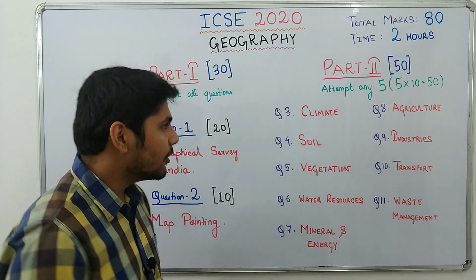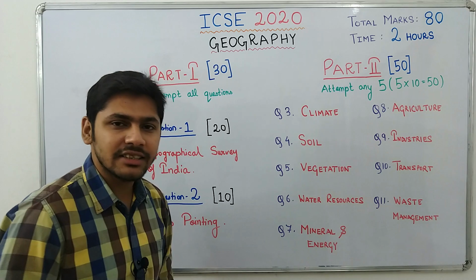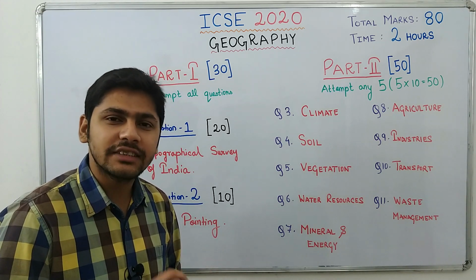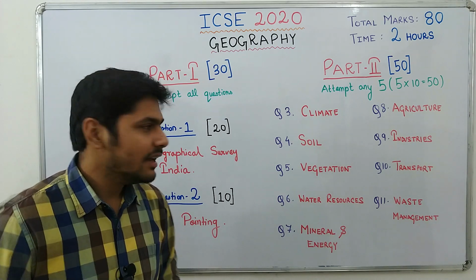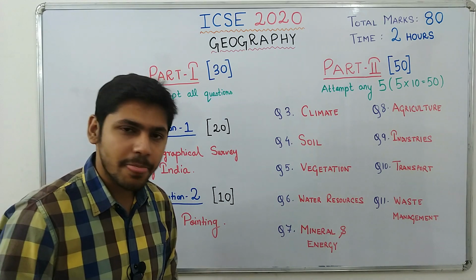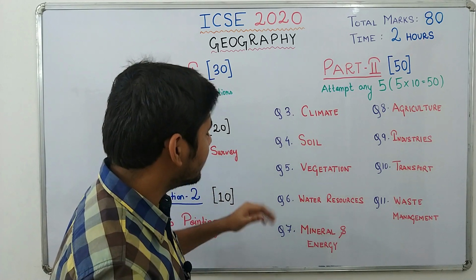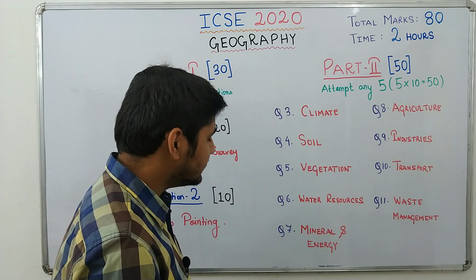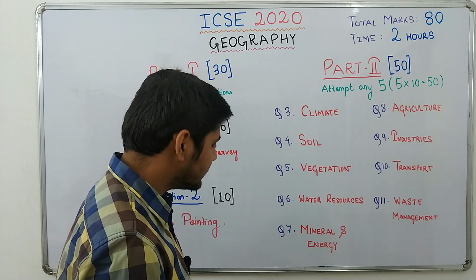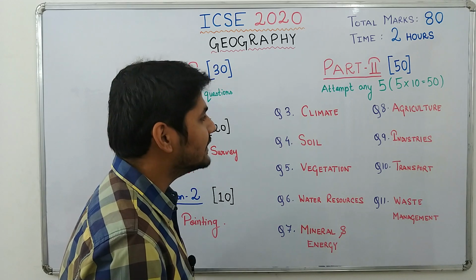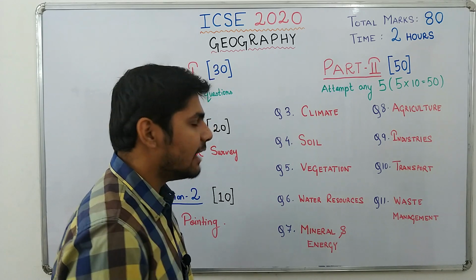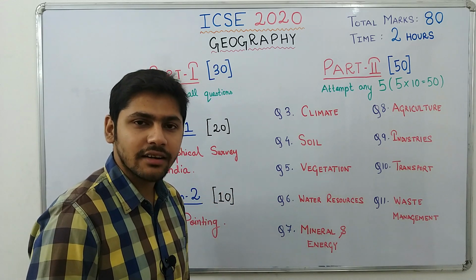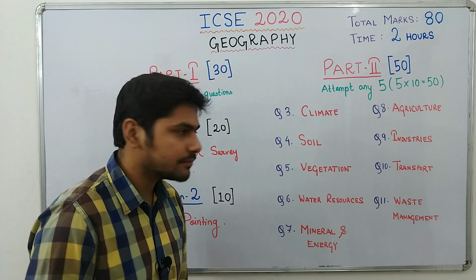Why is that? Because in part 2, each and every question is asked either from a single chapter or a group of similar chapters. Let's check out the chapter combination. Question 3 is from climate, question 4 is from soil, question 5 is from vegetation, question 6 is from water resources, question 7 is from mineral and energy, question 8 is from agriculture, and by agriculture I mean all the 3 chapters of agriculture: Introduction to Agriculture, Food Crops and Cash Crops.